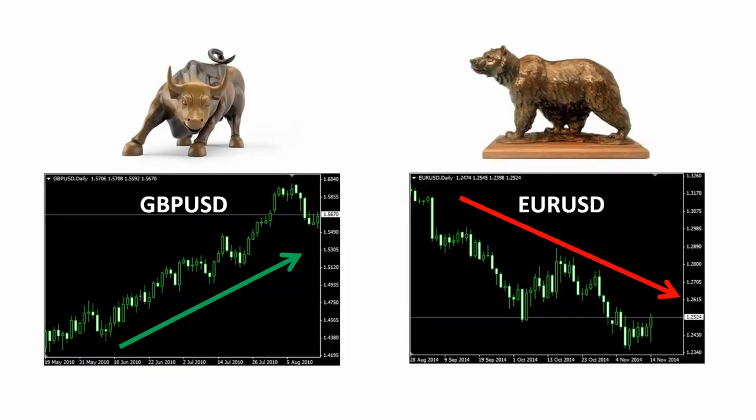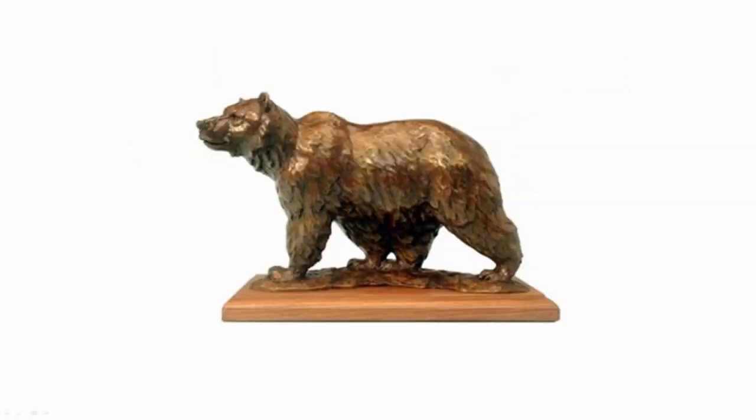As we've already established, there are two types of traders on the Forex market: bulls, traders who invest into the growth of a Forex currency, and bears who invest into the decline of a Forex currency. So today we're talking about short selling, and that is applicable to bears. Let's look at our Euro US dollar example in more detail.